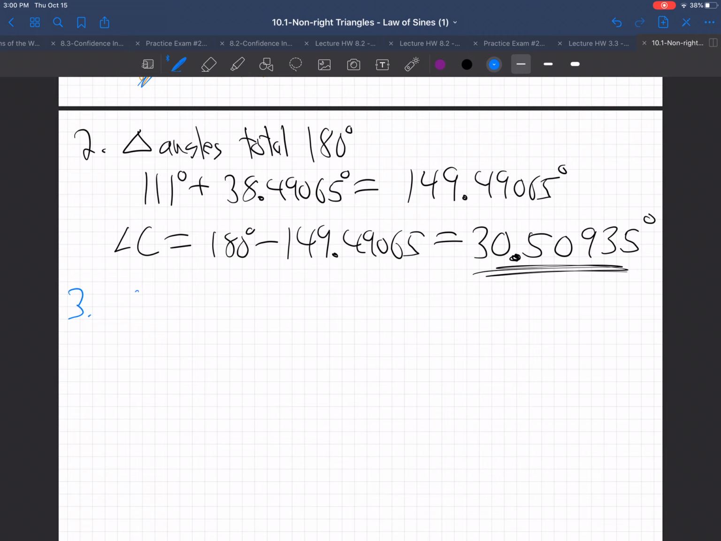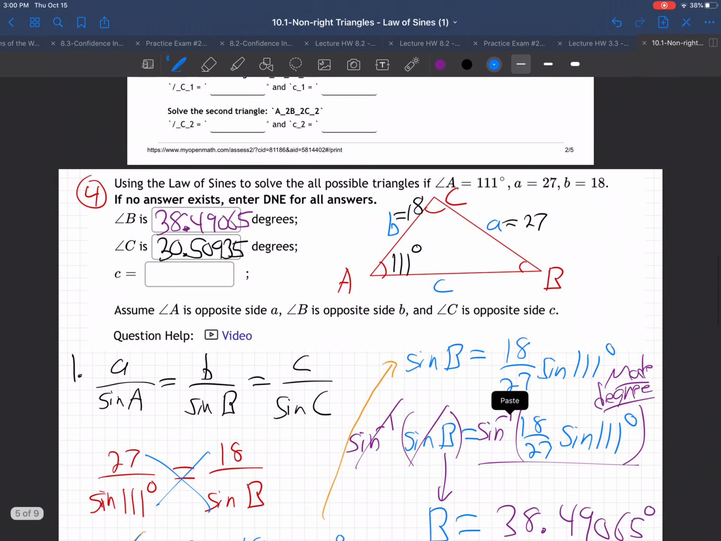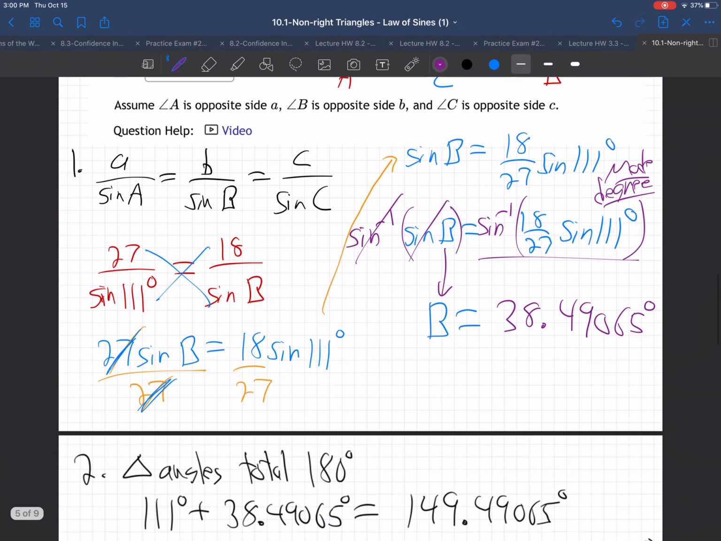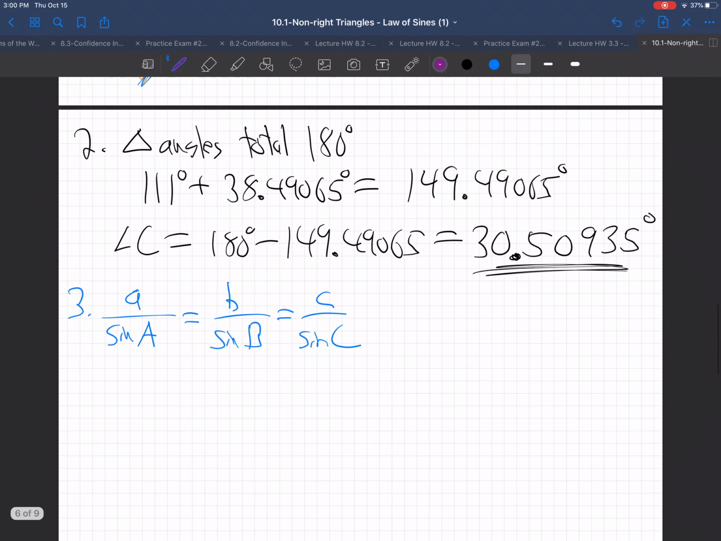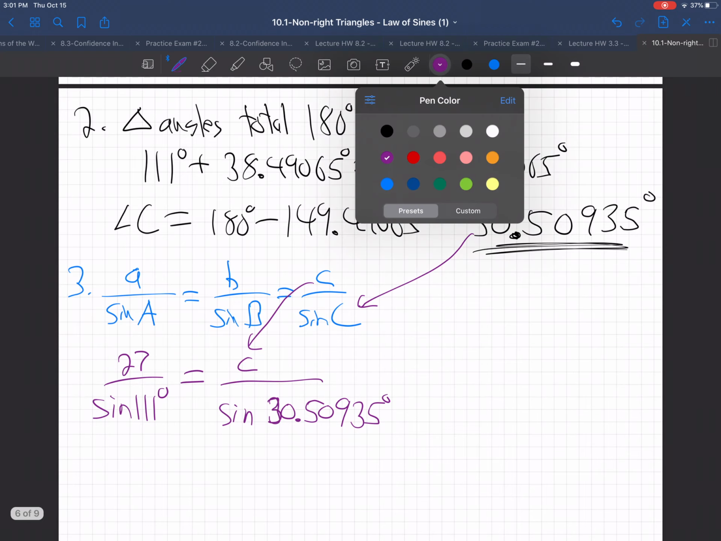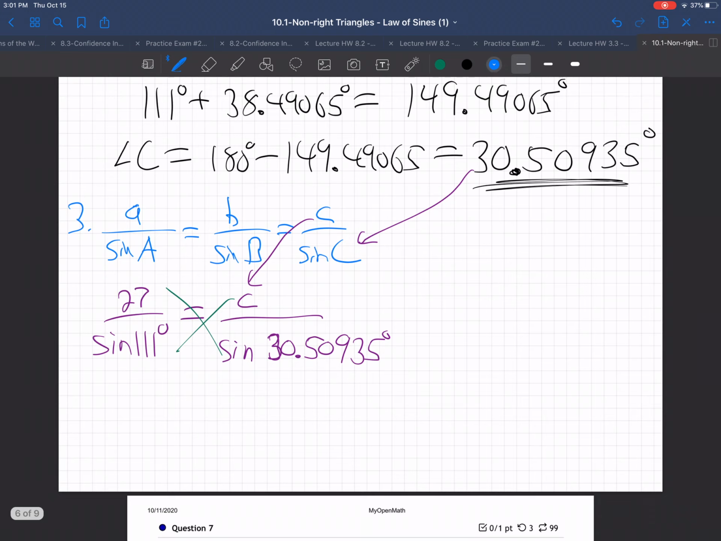Step 3, law of sines again, which is a over sine A is b over sine B is c over sine C. So which pair am I going to use? I'm going to use the A with A because we know both those, and C with C. A with A, C with C. So A with A, right here. What was a? Little a is 27 over sine of 111 equals C with C. I don't know little c, that's what I'm trying to find, over the sine of capital C, which is right there, 30.50935 degrees. Alrighty, so now we go diagonal, diagonal, cross multiply.